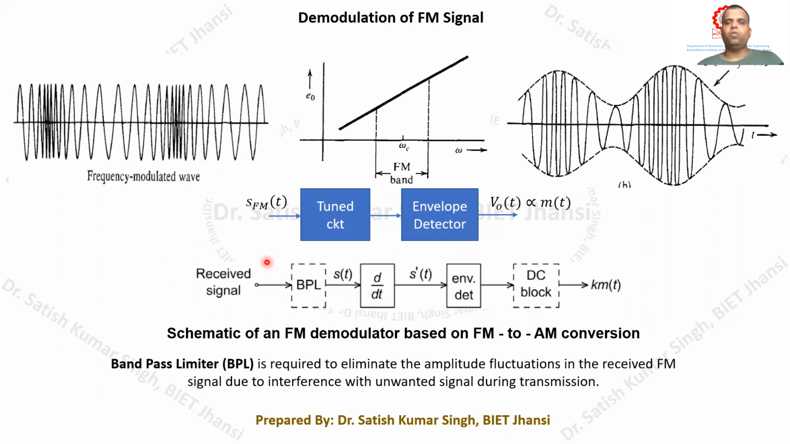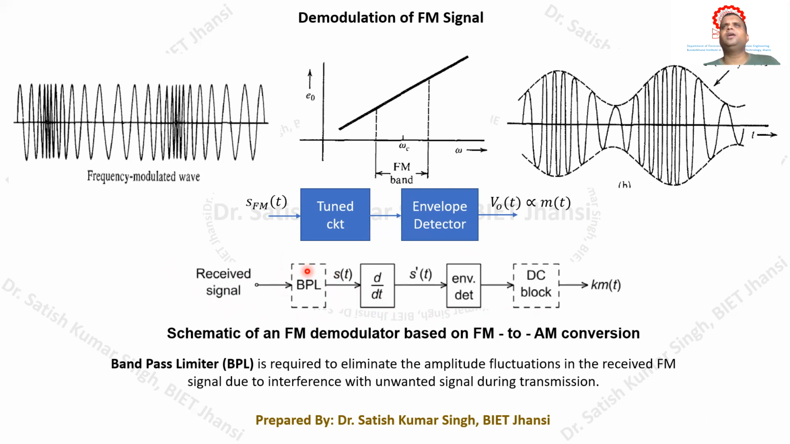Before we begin the demodulation process of the FM signal, the very first step is to pass it through a band pass limiter. You will always find a band pass limiter in an FM demodulator circuit. So what is this band pass limiter?